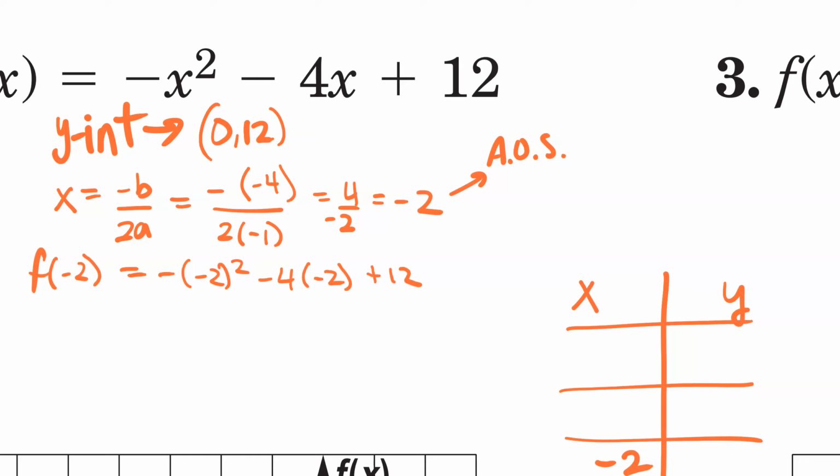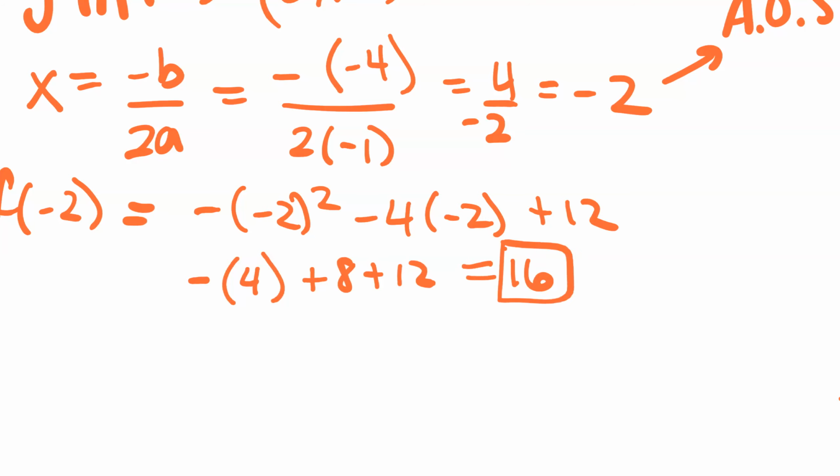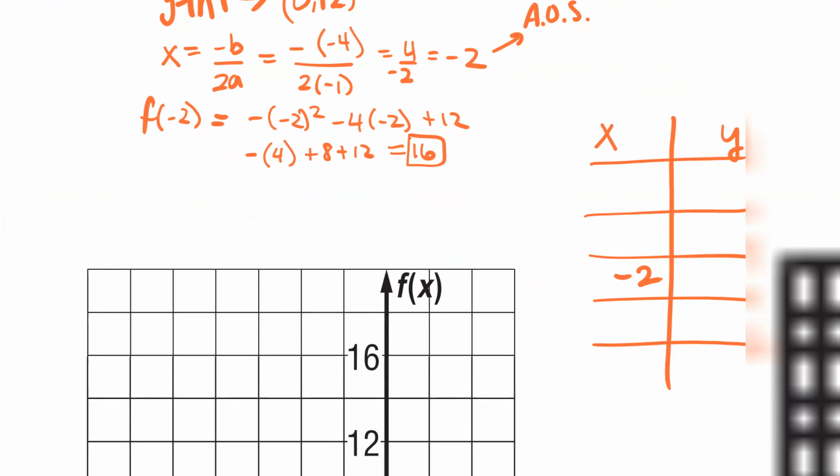So you have to do order of operations. You must square your negative 2 before you can multiply by negative 1 in front of it. All right, so it's the negative of 4 plus 8 plus 12. So then that's going to be 16. So that's a little tricky.